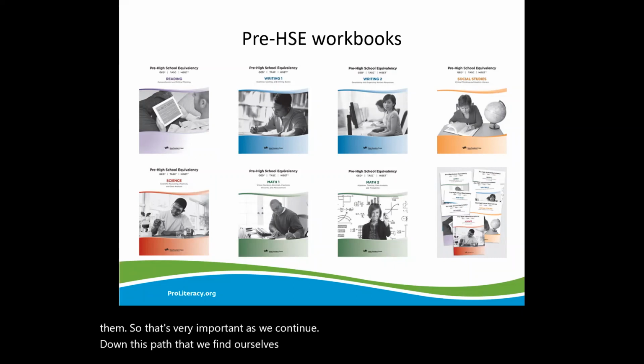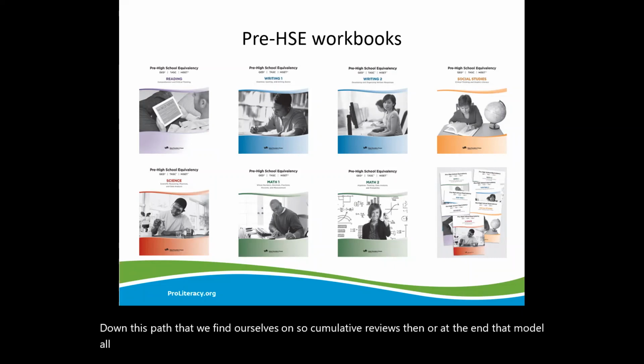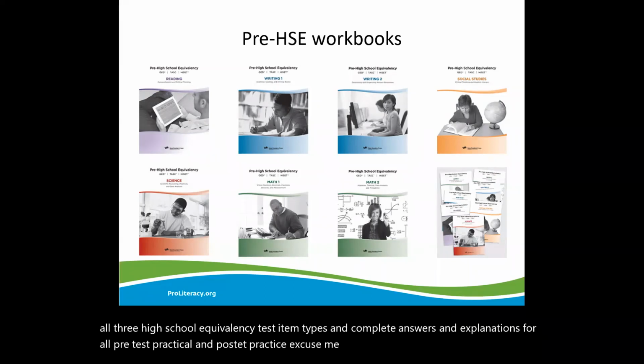So cumulative reviews then are at the end that model all 3 high school equivalency test item types, and complete answers and explanations for all pre-test, practice, and post-test questions are present as well.